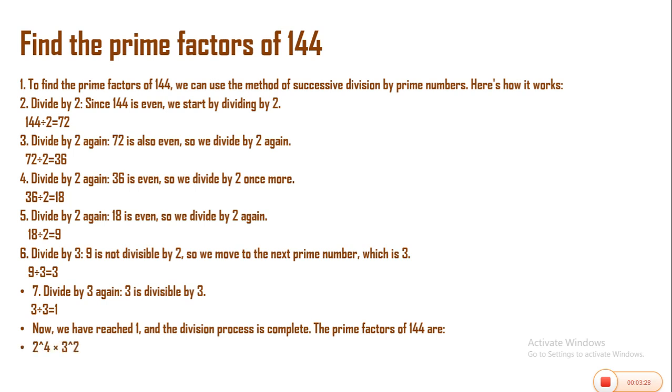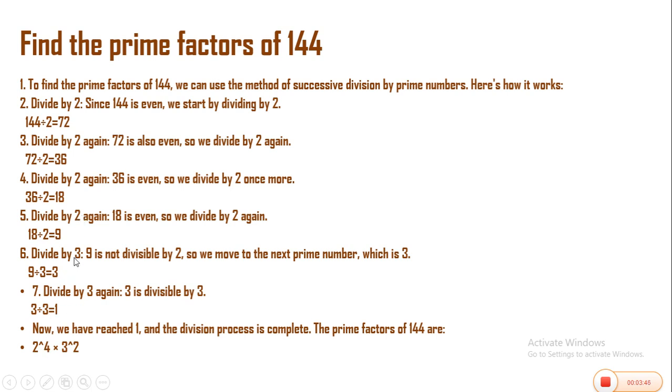2 raised to power 4. We start by dividing by 2 first. The first time we divided by 2, that's 2 raised to power 1. Divided by 2 again, 2 raised to power 2. Divided by 2 again, 2 raised to power 3. Divided by 2 again, 2 raised to power 4. That's how we got 2 raised to power 4.